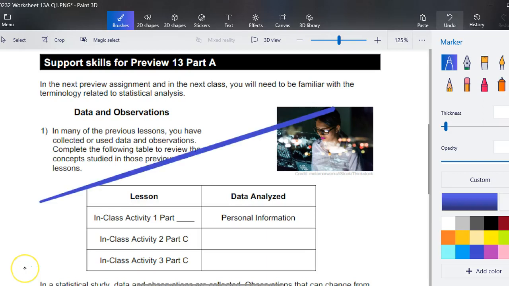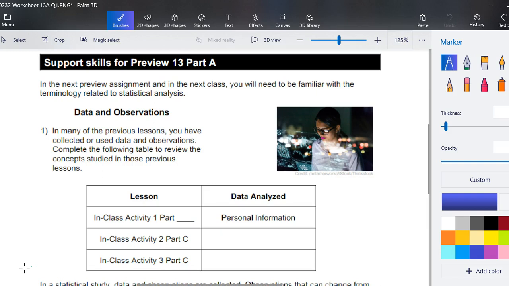So now we're moving on to lesson 13A. In the next preview and assignment in the next class, you're going to need to be familiar with terminology related to statistical analysis. Let's start with data and observations.